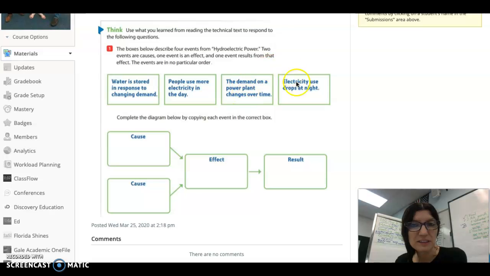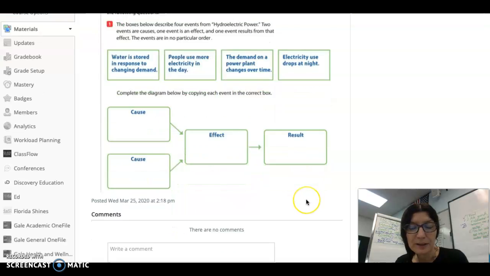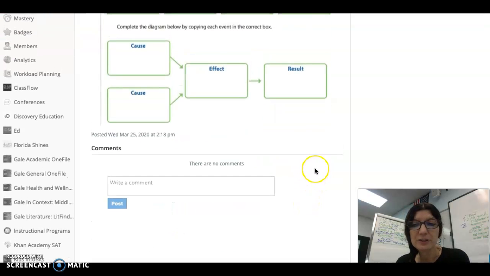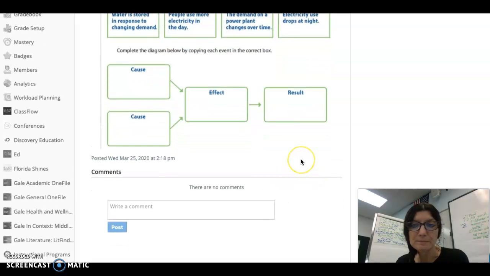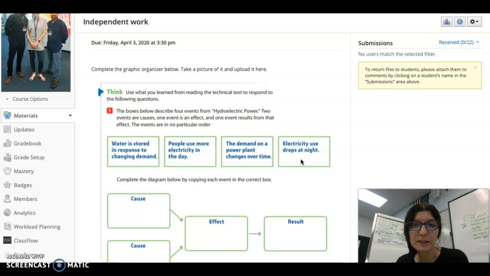So these are just events here. You're going to complete the diagram by copying each event into the correct box. So you have to take these and put them here. Like we said, you can either take a picture, upload it, or post it, or you can send me a text picture of it or anything like that.